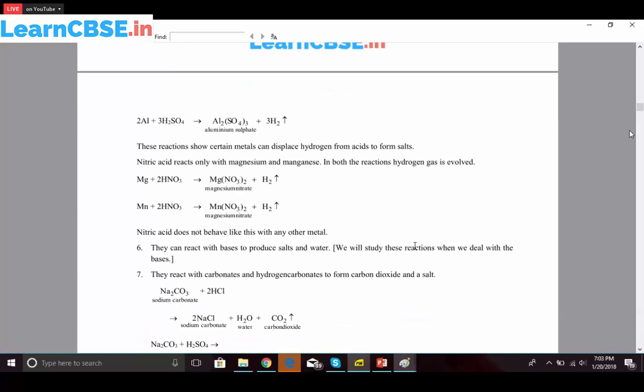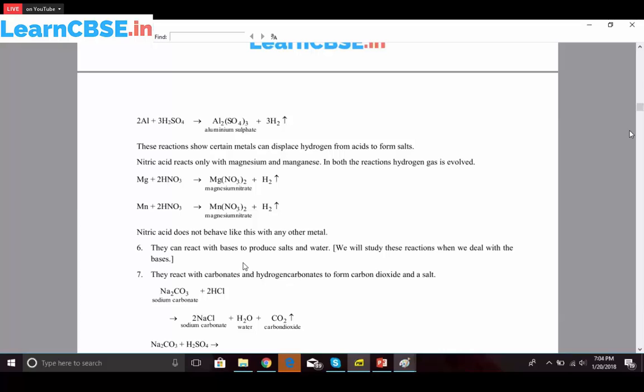Now, the next one is nitric acid. When we add nitric acid to a metal, we will be getting hydrogen gas with Mn, manganese. Manganese reacts with nitric acid and produces manganese nitrate plus hydrogen. Nitric acid does not behave like this with any other metal.